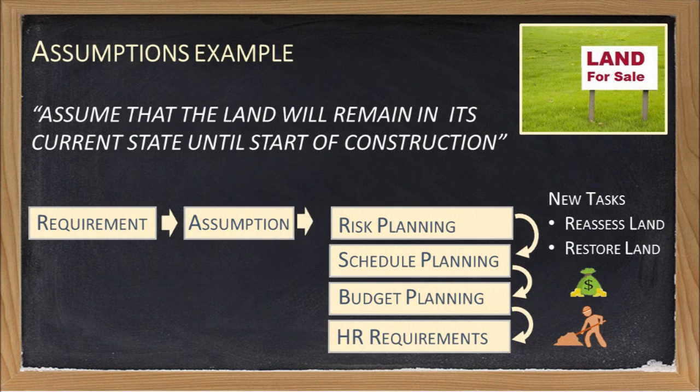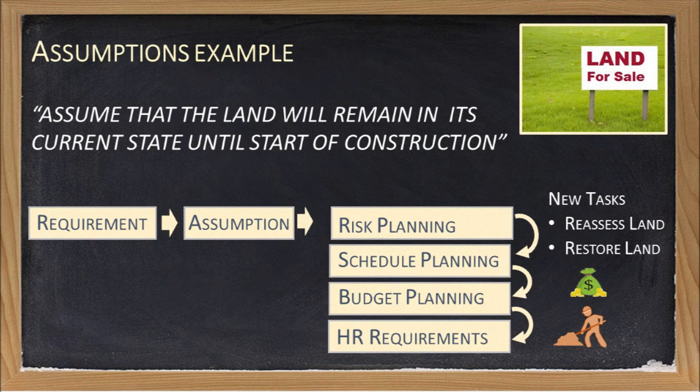Let's return to the home building example that I introduced earlier and look at an assumption that might apply to a house construction project. Let's assume we have a requirement to build on a plot of land. The land is to be purchased a year ahead of the start of construction. For planning purposes, we've made the assumption that the condition of the land will not change prior to the start of construction. However, there are significant implications to our plan if this assumption has been proven to be wrong.